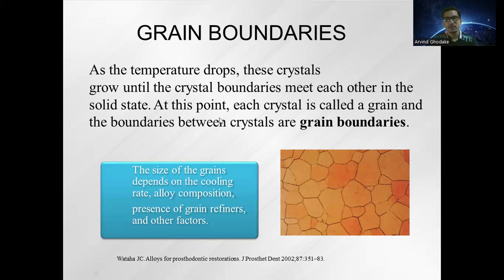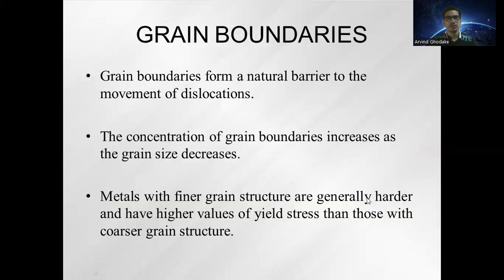So here in this diagram, you can clearly see the arrangement of the grains with the help of the grain boundaries. This dark line is called a grain boundary, and these elements are called grains, with various sizes. The size of the grains depends on the cooling rate, the composition of the alloying elements, the presence of grain refiners, and other factors. The grain boundaries form a natural barrier to the movement of dislocations. The concentration of grain boundaries increases as the grain size decreases. Metals with finer grain structures are generally harder and have higher values of yield stress than those with coarse grain structure.